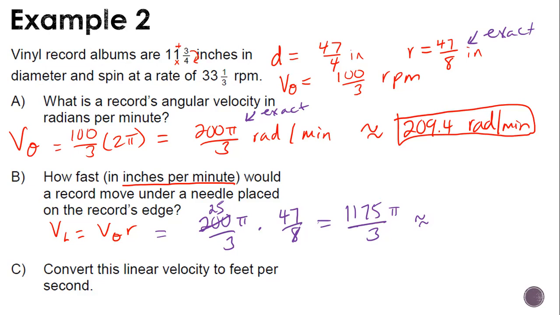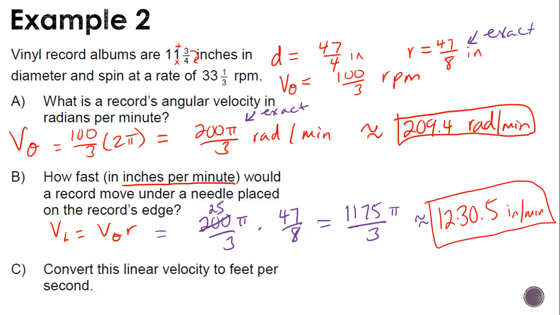Our approximate answer would be 1175 times pi divided by 3, and that gives us 1,230.5 inches per minute. Okay. That's a fairly large number. So if I'm describing how fast my record player is going, and I say, oh, it's moving 1,230.5 inches per minute, that's like, oh, okay, I think that's fast. But we can break it down even more and look at it in terms of feet per second.